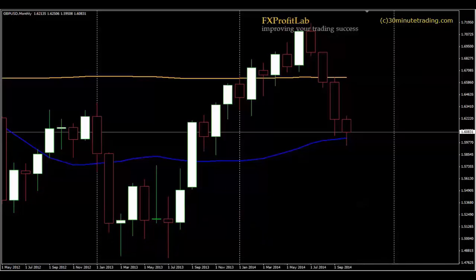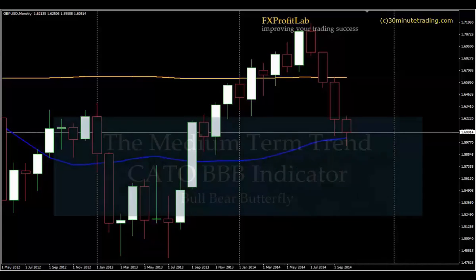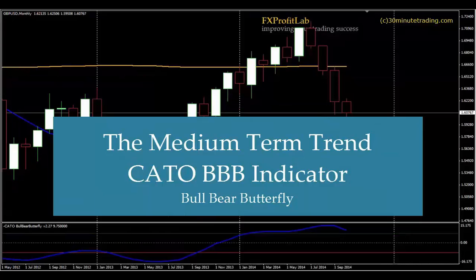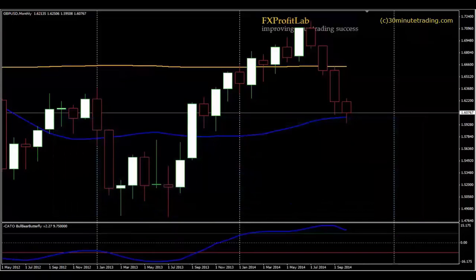So once again, I thought, well, I'll write some algorithms, and the algorithms will tell us where we are and what we need to think about when we're trading this. So I created a thing called the Cato Bull Bear Butterfly Indicator. And it's basically an indicator which takes a huge amount of information, does a calculation on it, does it all in live real time, and shows you where you stand.